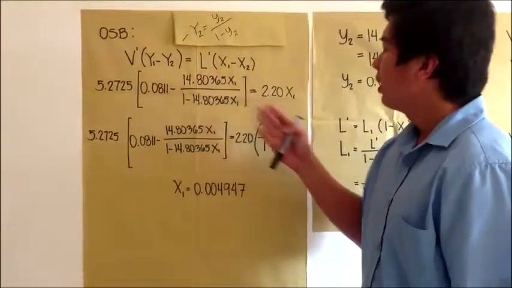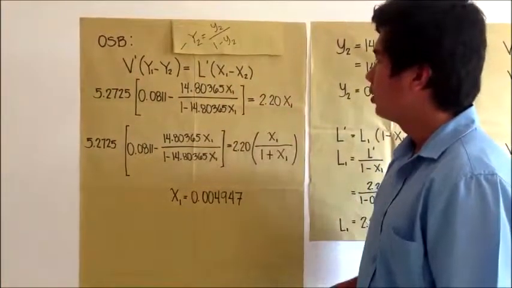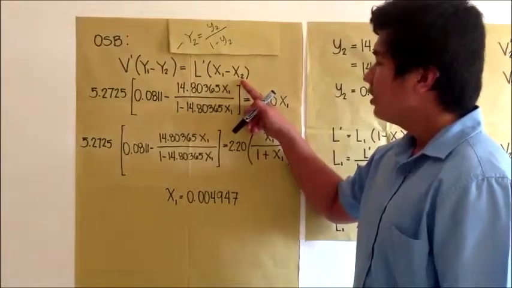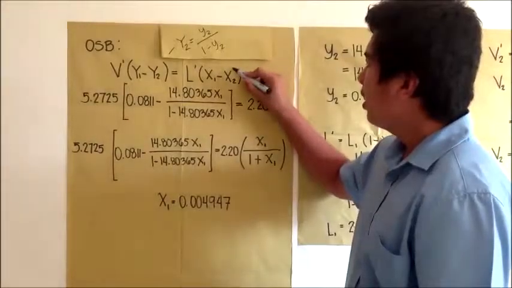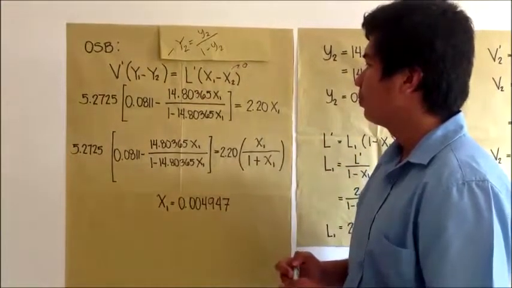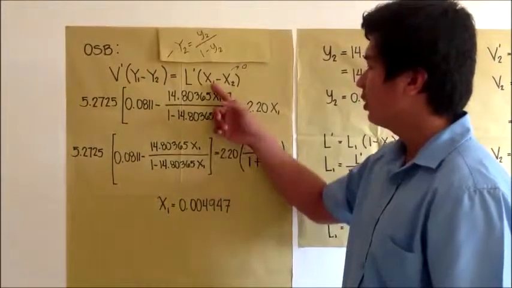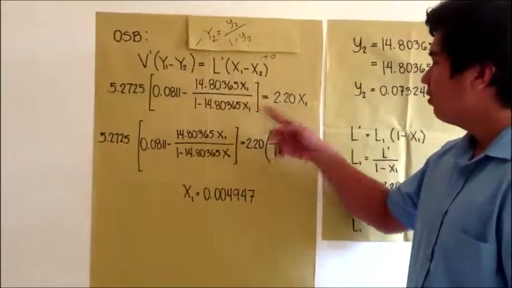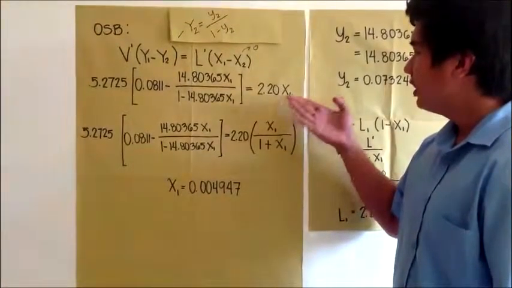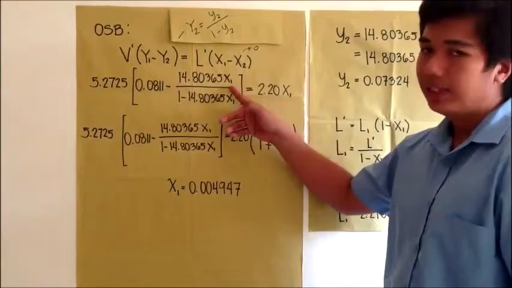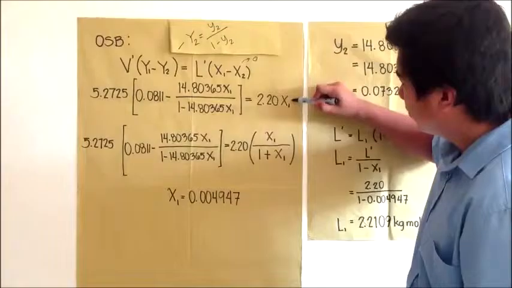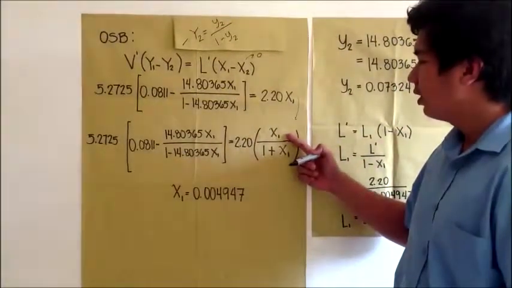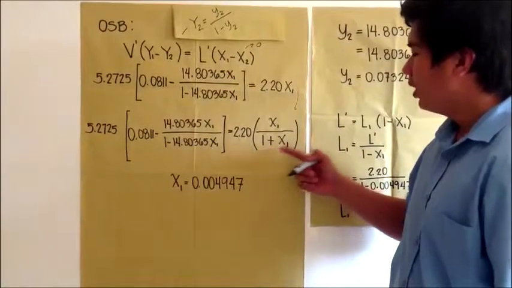Our L prime is 2.20 kilogram mole. Since our entering liquid is pure water, x2 is 0, so we will just multiply it by x1. We must take note that this x1 is different from this because this is on dry basis while this is on wet basis. Therefore, we must convert this using the conversion small x1 all over 1 plus 1 x1.